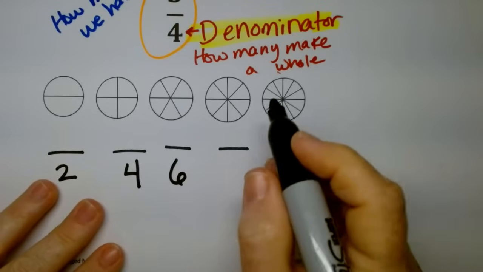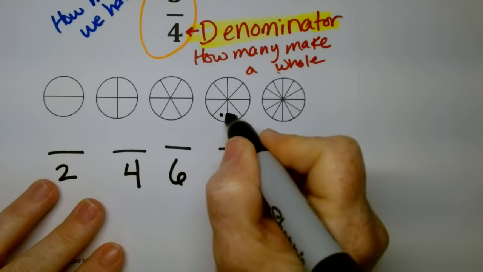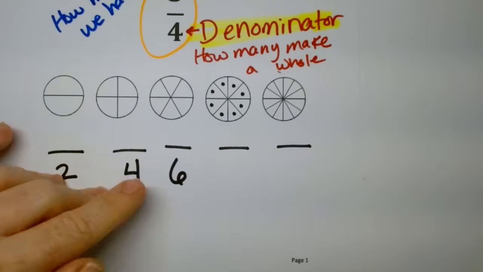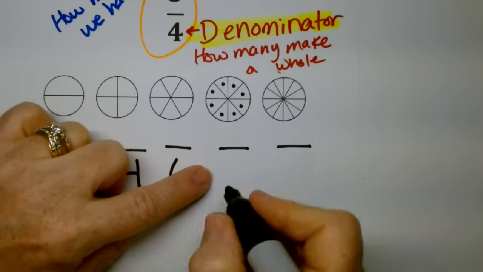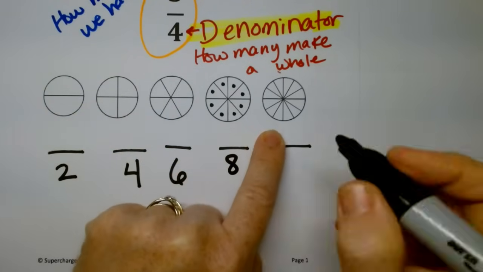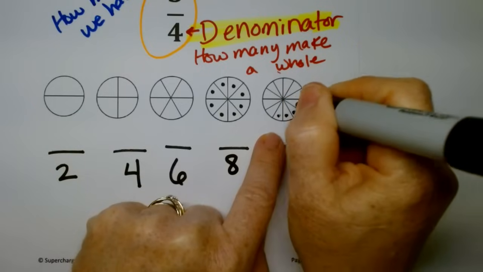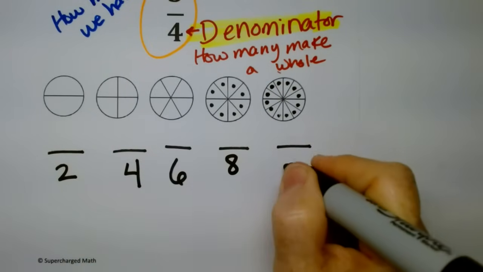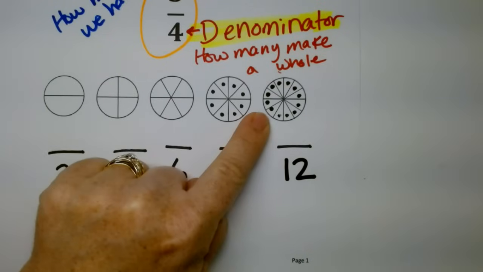Ooh, this can be a little tricky, right? Because there's a lot of them. So here's what I do. I just put dots in them. 1, 2, 3, 4, 5, 6, 7, 8. Okay, and I'll put dots, and that'll help me. So I have 8 on the bottom. What do you think about that one? Okay, so we're going to use dots. 1, 2, 3, 4, 5, 6, 7, 8, 9, 10, 11, 12. You just count them up.